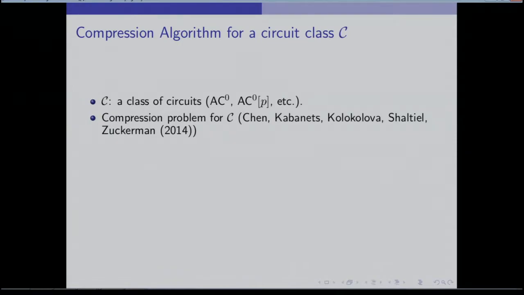I think all the authors of this paper are actually in the audience. Nice. Okay, pretty good.